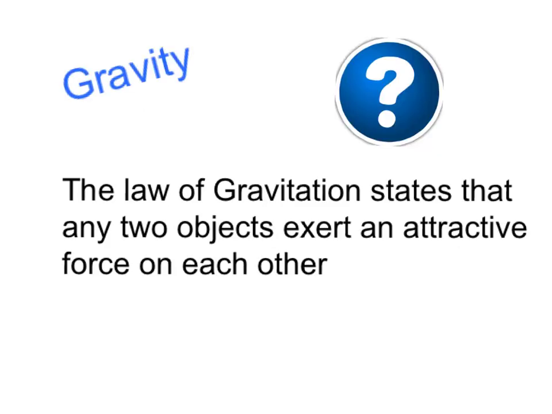So first thing you got to consider is, what is gravity? The law of gravitation states that any two objects exert an attractive force on each other. Okay, well first, if you break it down, you got to understand that any two objects mean any two objects. We're not talking about size, we're not talking about mass at this moment. We're just talking about two distinct separate objects. And then where it says exert an attractive force, an attractive means like a north and a south pole magnet. They're going to attract each other.